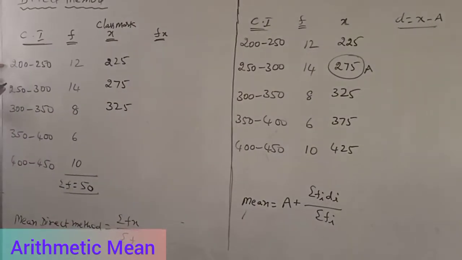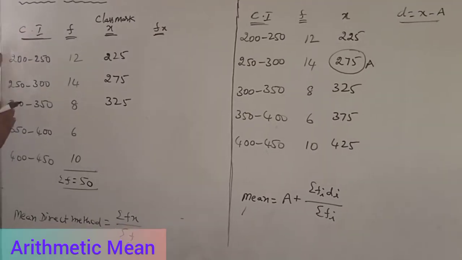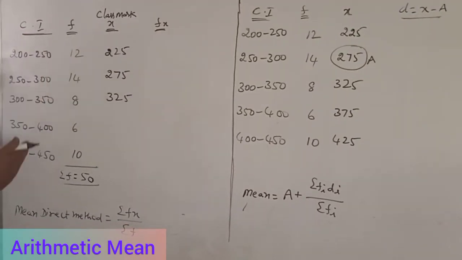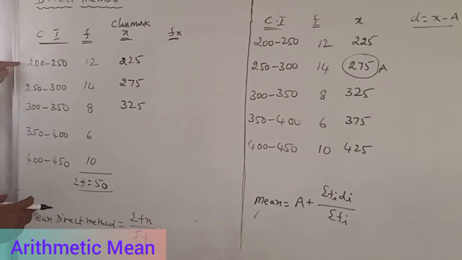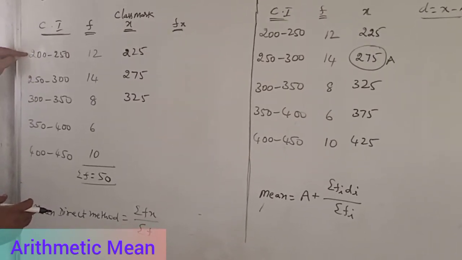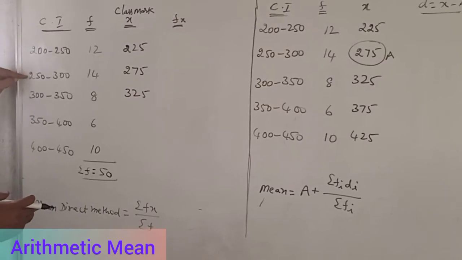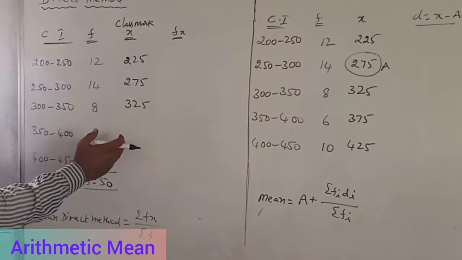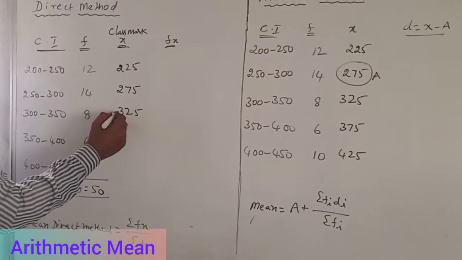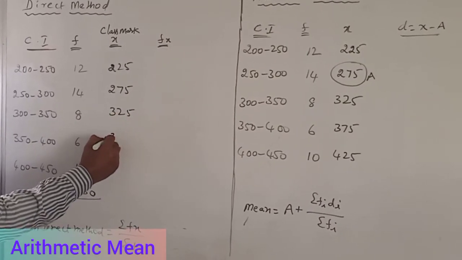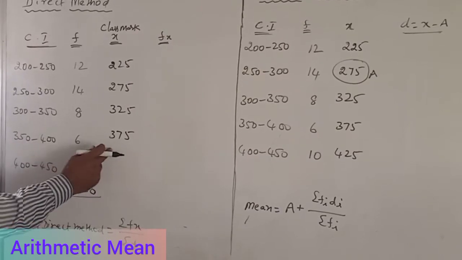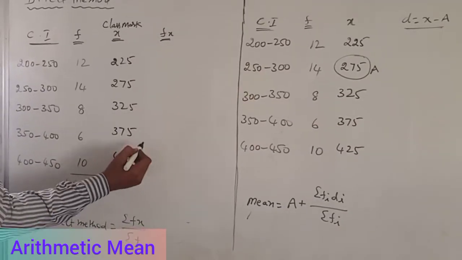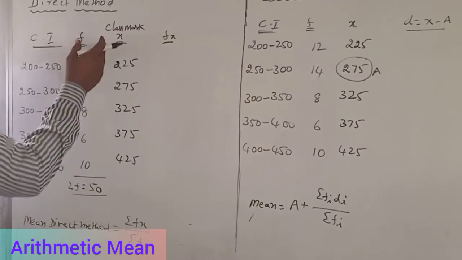Here, the class size is the difference between the lower limits or upper limits of any two consecutive classes. Consecutive means side by side classes. So here, 250 minus 200 is 50, and 300 minus 250 is 50. The class mark difference is also 50. So 325 plus 50 is 375. It is the class mark of this class interval. And the next value, 425, is also a class mark.